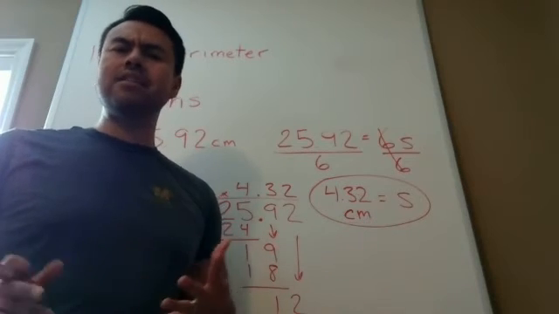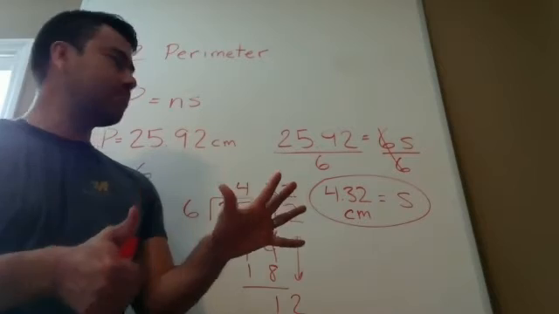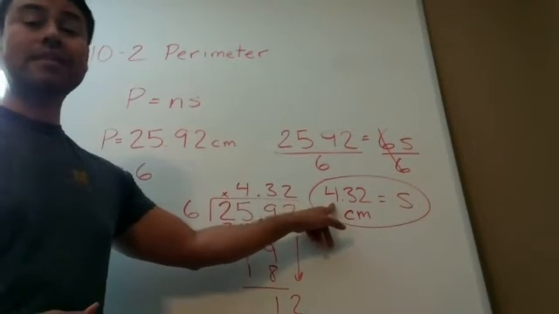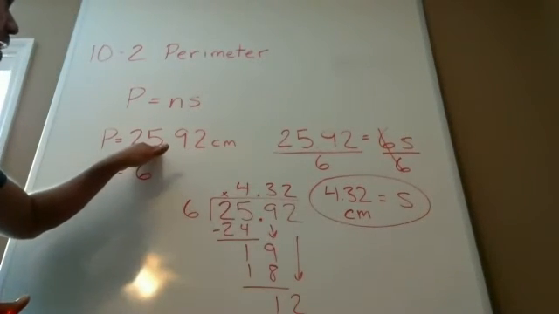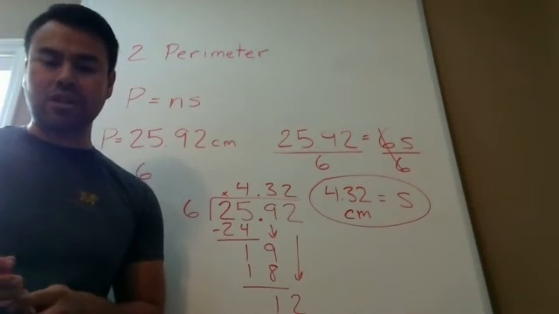And I hope that makes sense because, again, we have 6 sides. So we have a hexagon, 6-sided. 6 times 4 is 24, which is about 25.92. So our answer makes sense. That's where the estimation comes in.